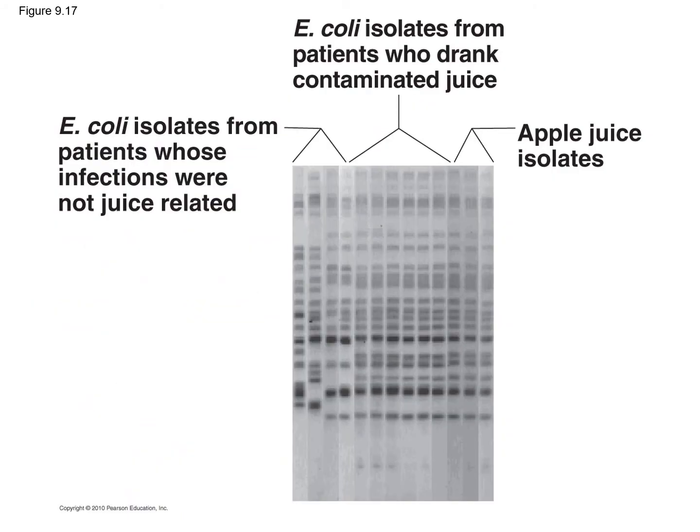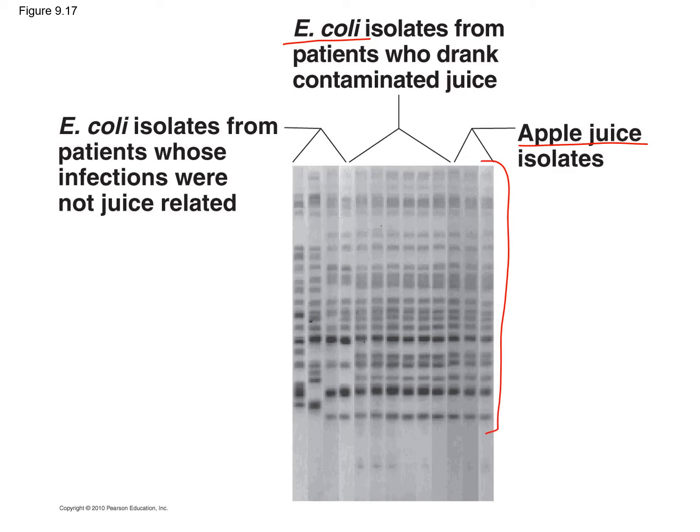This last example is how DNA fingerprinting can be used in a food poisoning investigation to try to find out where the organism came from. And in this case, the patients have food poisoning from an E. coli, and they are suspecting that the apple juice was contaminated with the E. coli. So they can do DNA fingerprinting on the apple juice and find out the profile of the E. coli in the apple juice.